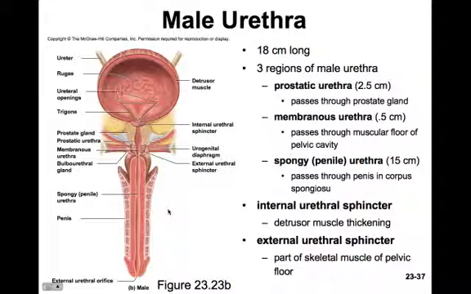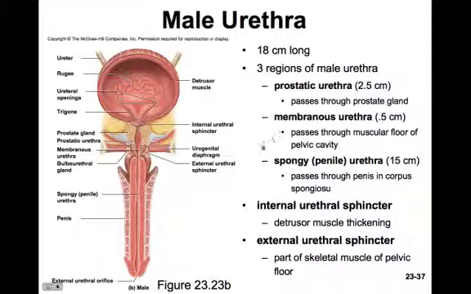The male has a very similar arrangement, except of course the urethra is much longer, about 18 centimeters on average. There are 3 regions. The first region that passes through the prostate gland is called the prostatic urethra. It's just a couple of centimeters. And then as the urethra passes through the pelvic floor, it's called the membranous urethra. And this is where we'll see the external urethral sphincter. Again, muscles that are part of the pelvic floor that are skeletal and under voluntary control.